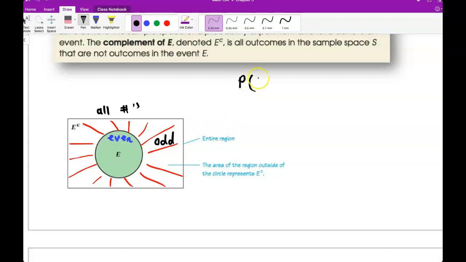So probability of the complement of E is equal to 1 minus probability of E. And also in this part, this is the probability of our sample space, and that is equal to 1.